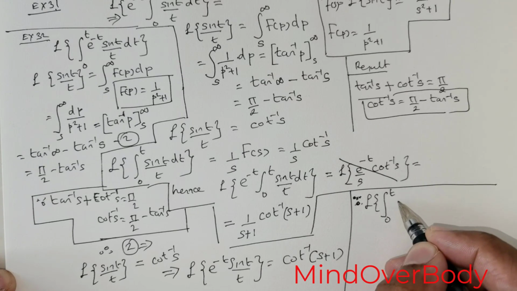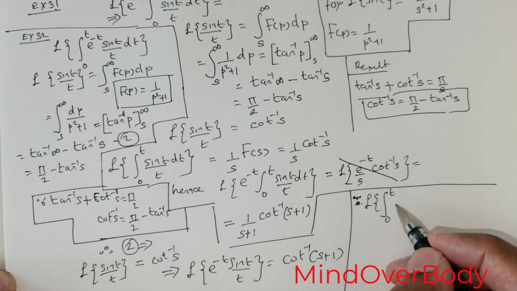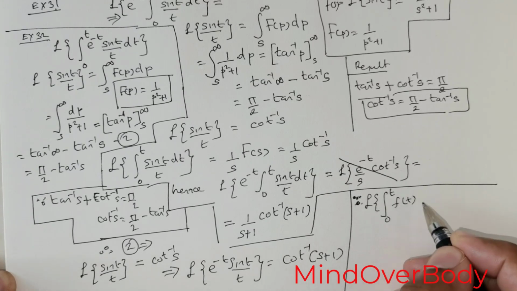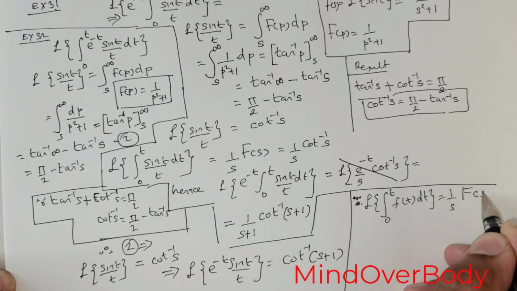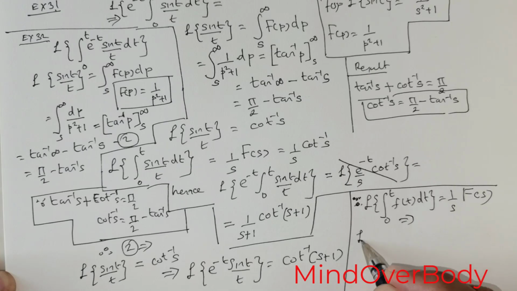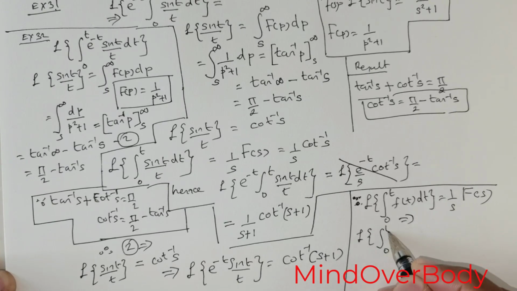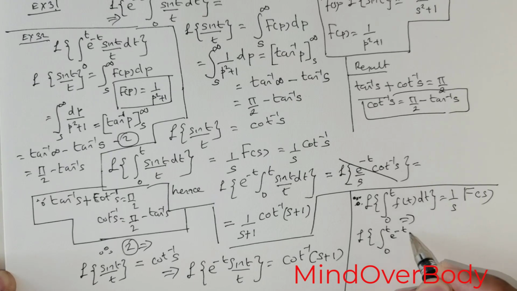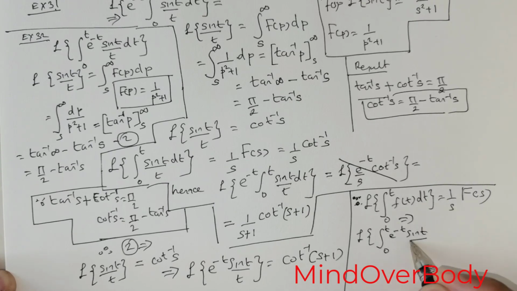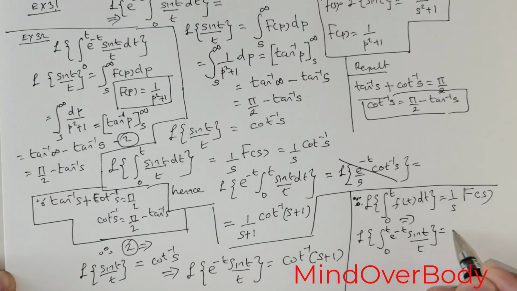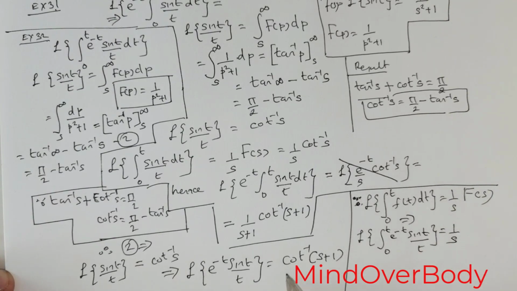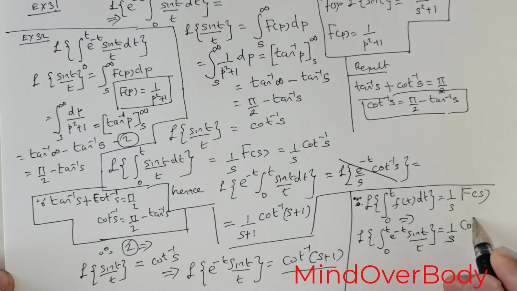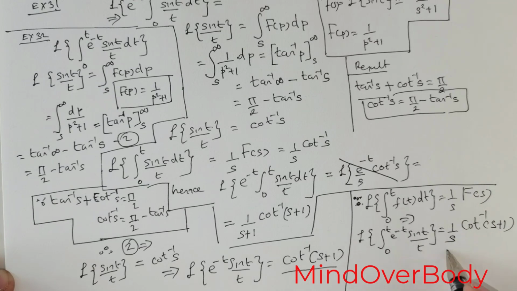Since we know that the Laplace transform of the integral from 0 to t of f(t) dt is equal to 1 over s times F(s). This means the Laplace transform of the integral from 0 to t of e^(-t) sin t over t is equal to 1 over s times F(s). What did we get? It's nothing but cot inverse of (s + 1). So this is the solution.